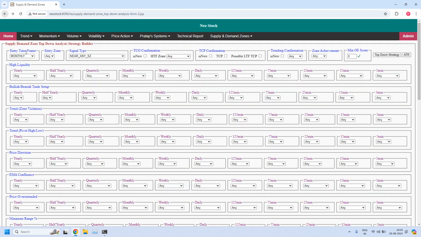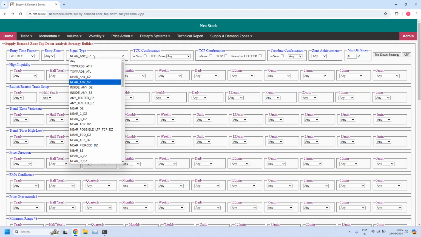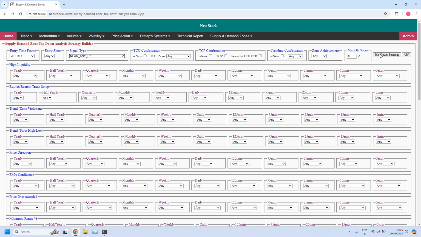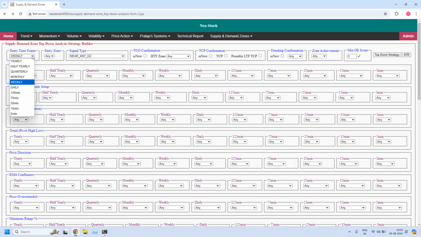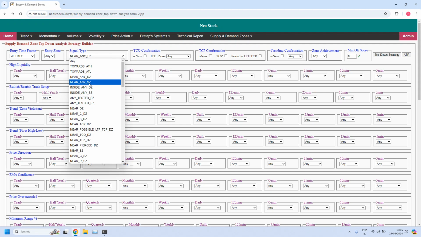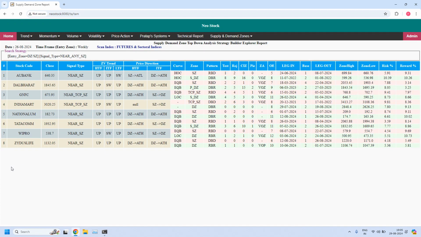The next time frame is weekly. Let us find the stocks near weekly demand zone. 7 stocks are filtered near the weekly demand zone. Then for weekly time frame, let us find the stocks near weekly supply zone. 8 stocks are filtered near the weekly supply zone.